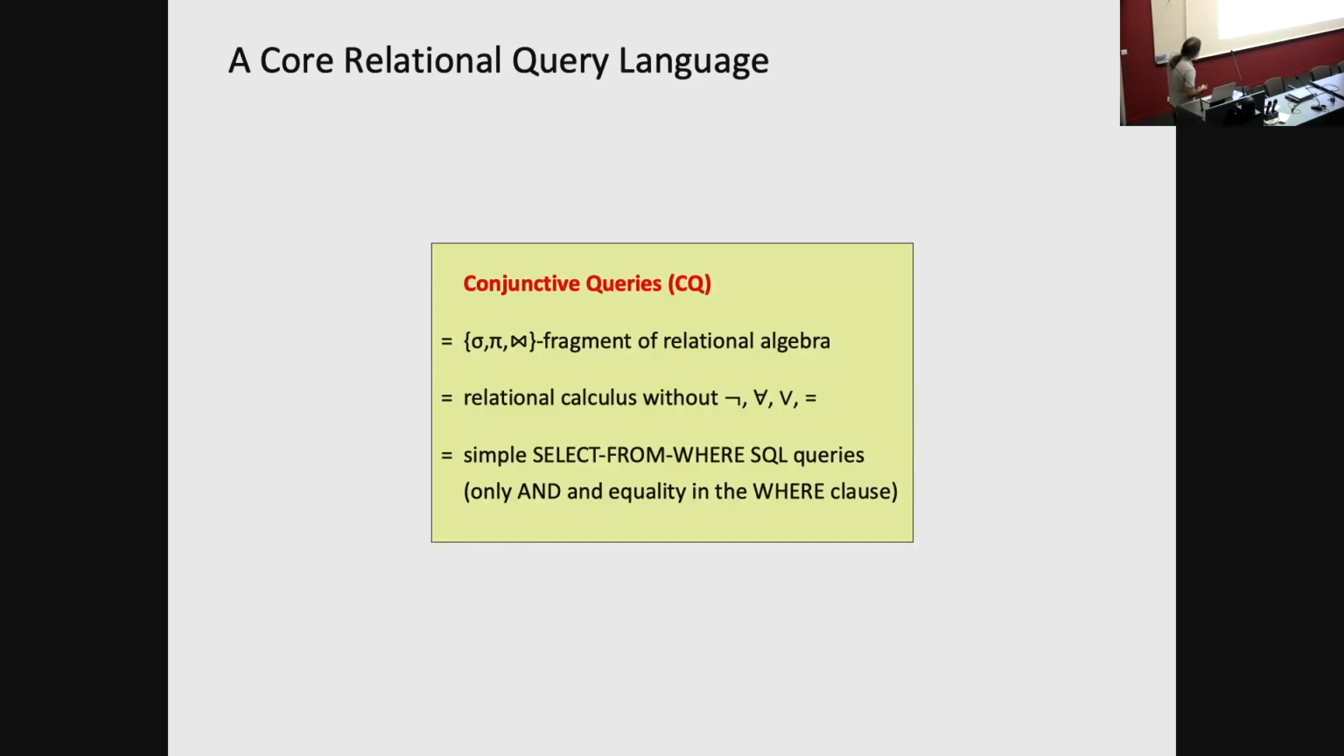which we call conjunctive queries. So what are conjunctive queries? You can think of it as the select-project-join fragment of relational algebra, or as calculus queries without negation, universal quantification, disjunction, and equality, or select-from-where SQL queries, right? So it's a very simple language, but an important one that has been studied a lot, right?